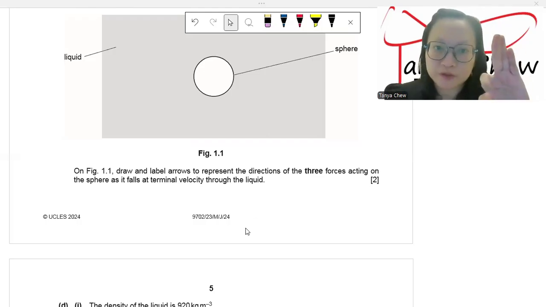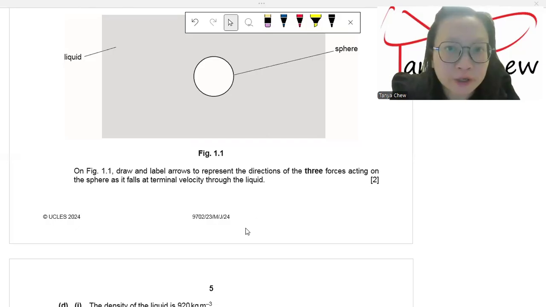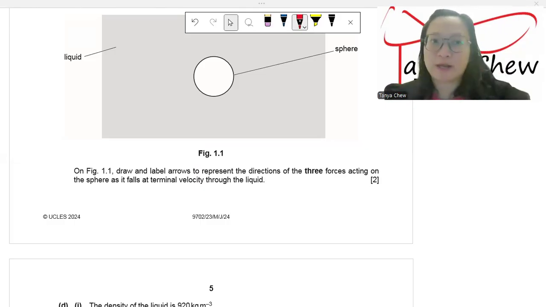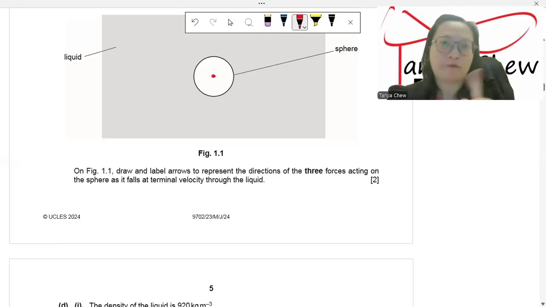There are three forces acting on this sphere. How do I know? The question mentioned it. First one is definitely the weight of the sphere, because the sphere has mass, definitely it is falling, it has weight. So the weight must act at the center of gravity of the sphere.